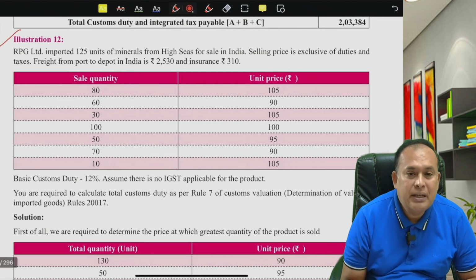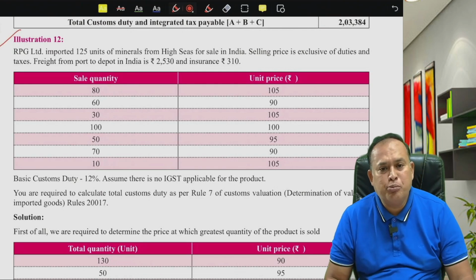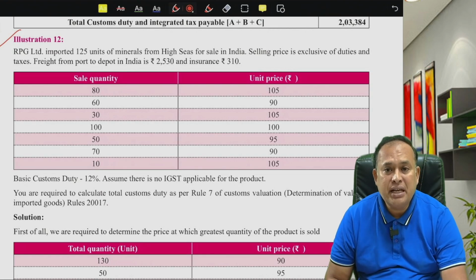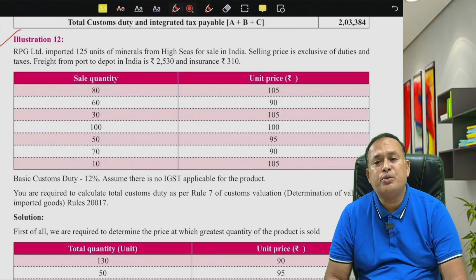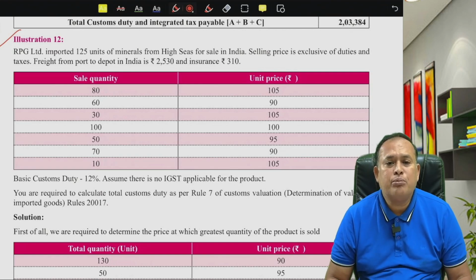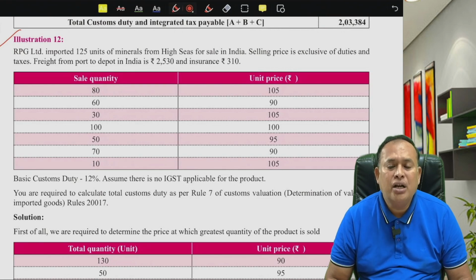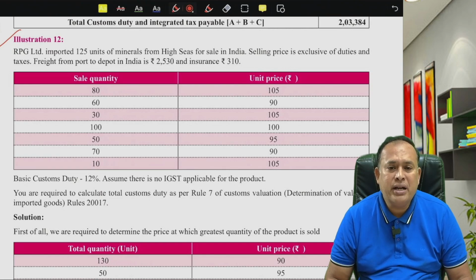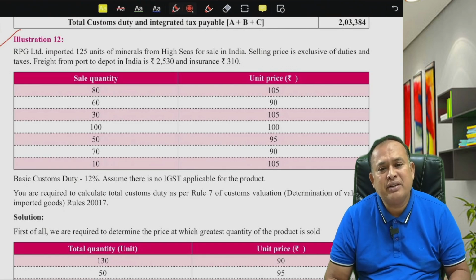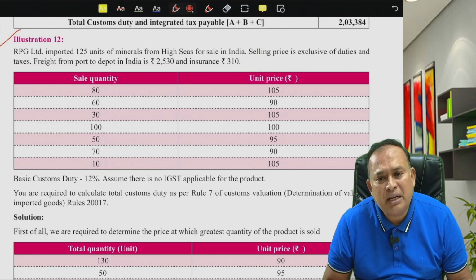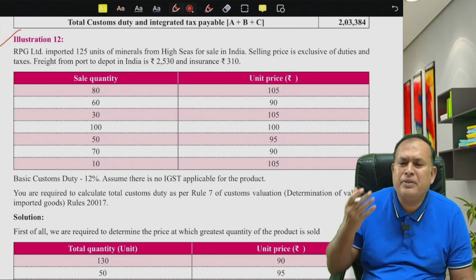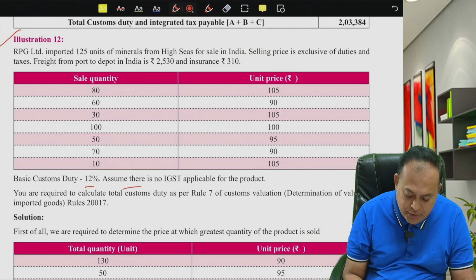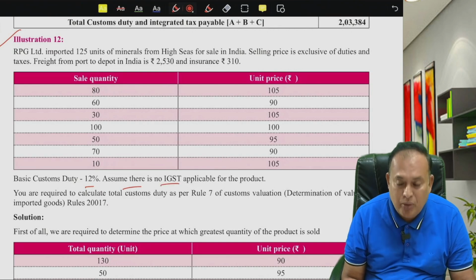Illustration 12. RPG Limited imported 125 units of minerals from high seas for sale in India. Selling price is exclusive of duties and taxes. Freight from port to depot in India is 2530 and insurance 310. Sale quantities are given as 80, 60, 30, 100, 50, 70, 10. Unit prices are 105, 90, 105, 100, 95, 90 and 105. They have given different quantities at different rates. Basic customs duty is 12%. Assume there is no IGST applicable for the given product.